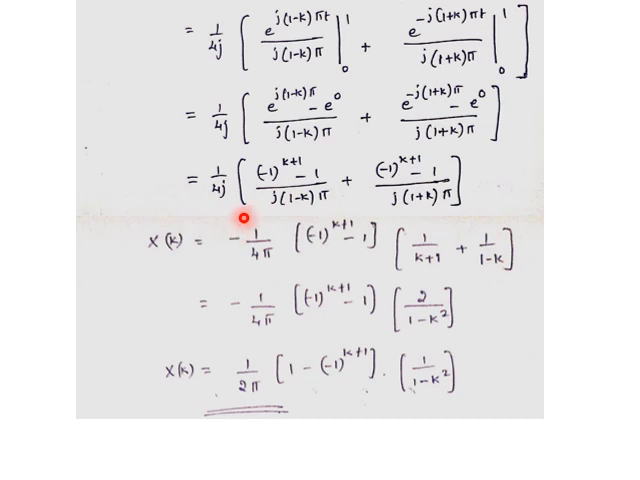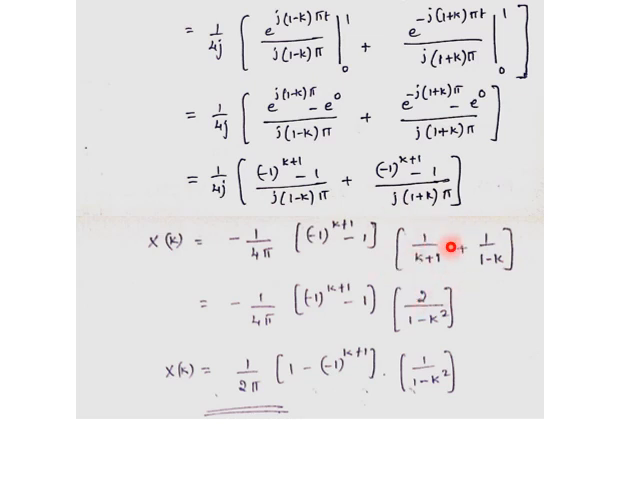Next, multiply: one factor you can take outside, whichever is the common term. Here jπ is common, so you can take it outside. With 1 by j, j into j is j square, which is minus 1, so the minus I took, 1 divided by 4, π is common, so π is also taken outside. These numerator terms are taken outside, minus 1 to the power k plus 1, minus 1 is common, so I took it. What is remaining inside the bracket is 1 divided by 1 minus k and 1 divided by 1 plus k. These two are the sum terms which remain.